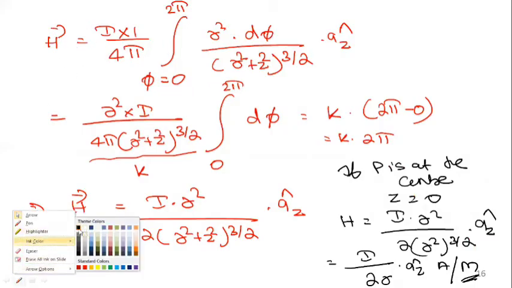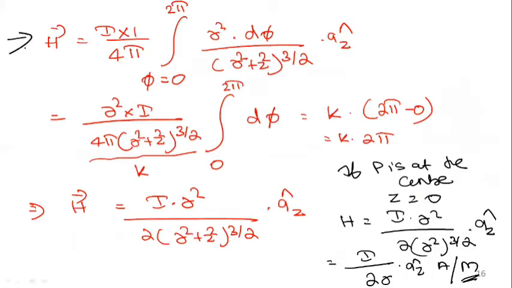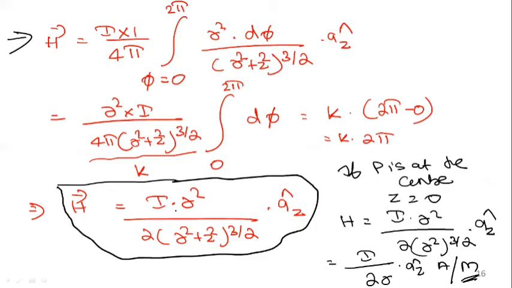We went ahead with the second term, and we finally arrived at the equation H is equal to I into R square by 2 into R square, the whole raised to 3 by 2, into unit vector a Z. And if the point was at the center, the Z value will be equal to 0. Then you get H is equal to I by 2R a Z ampere per meter. Is it clear?